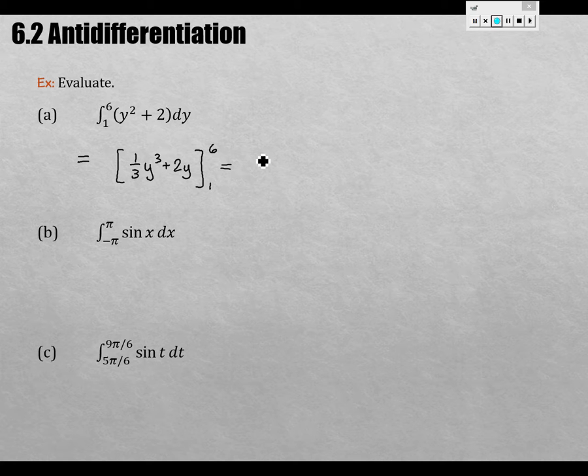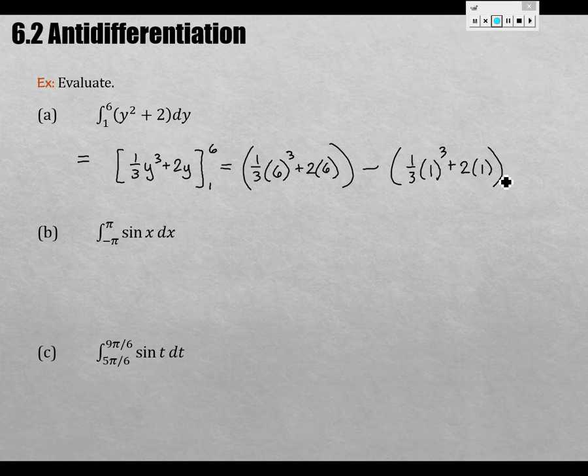So plug in 6. Plug in 1. And carefully obeying signs and distributing properly and doing all your arithmetic correctly, figure out what you get.